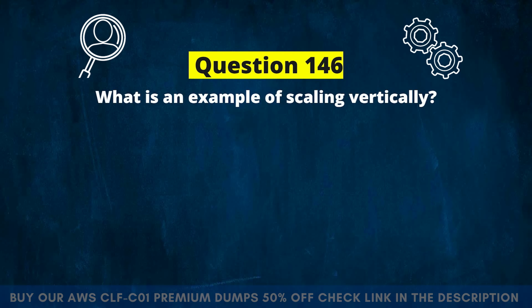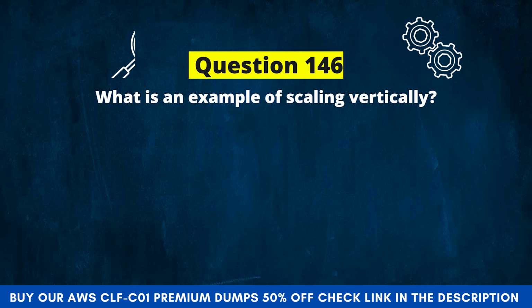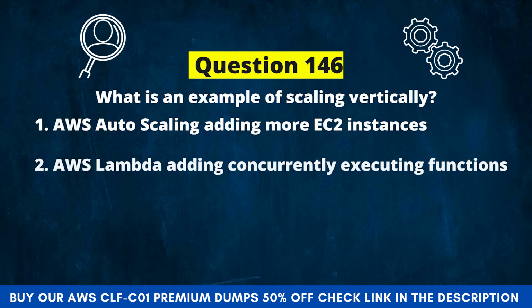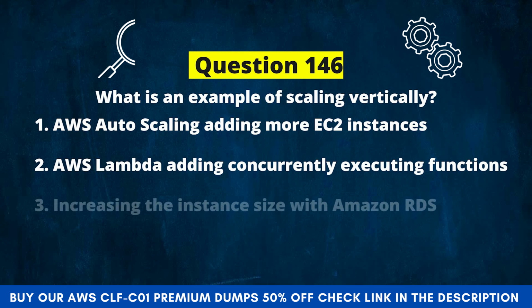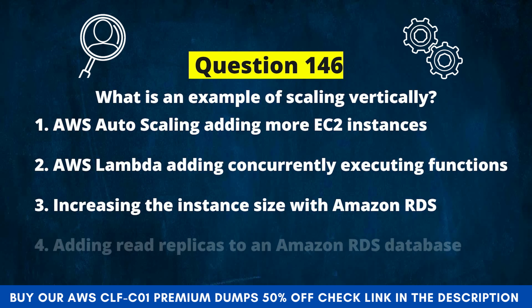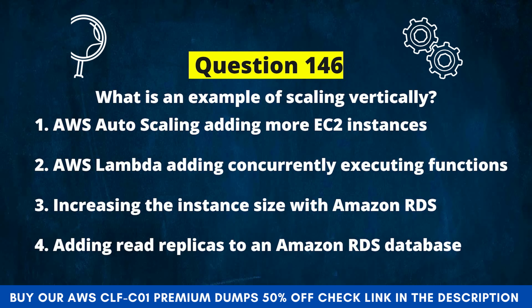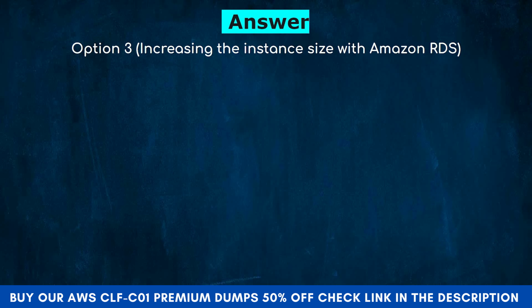Next question. What is an example of scaling vertically? Now the options are: Option 1. AWS Autoscaling adding more EC2 instances. Option 2. AWS Lambda adding concurrently executing functions. Option 3. Increasing the instance size with Amazon RDS. Option 4. Adding read replicas to an Amazon RDS database. And the correct answer is Option 3. Increasing the instance size with Amazon RDS.